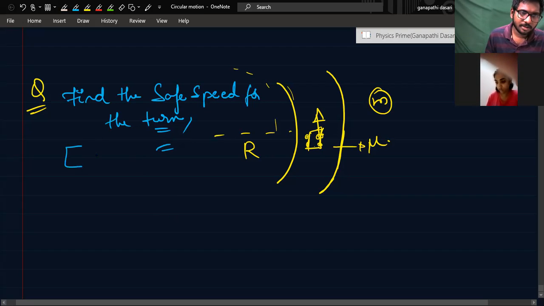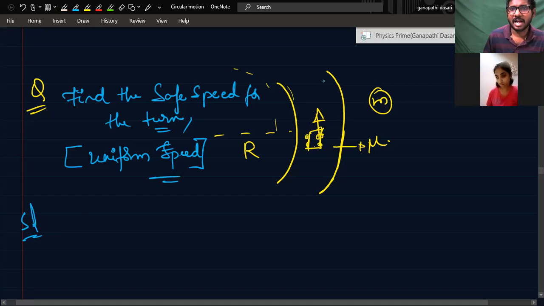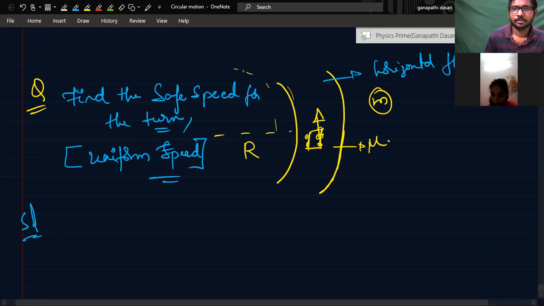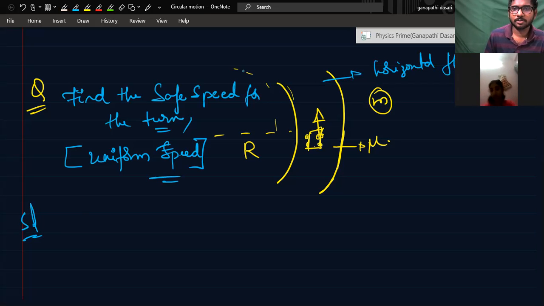And it is turning with uniform speed. Tell me that speed. Okay. This is a flat road. Horizontal flat road. You try solving this question.